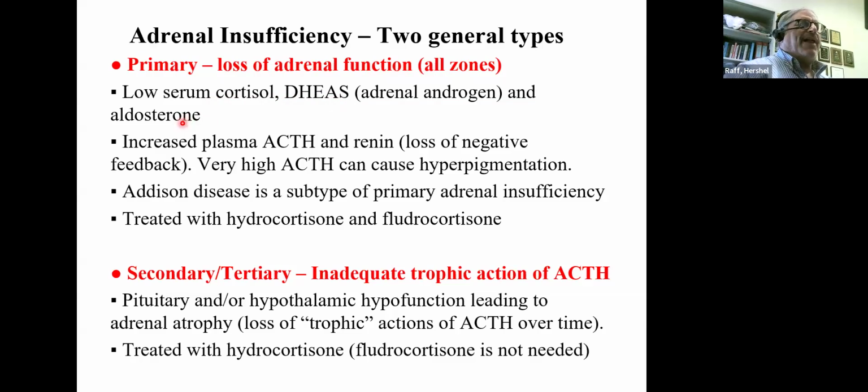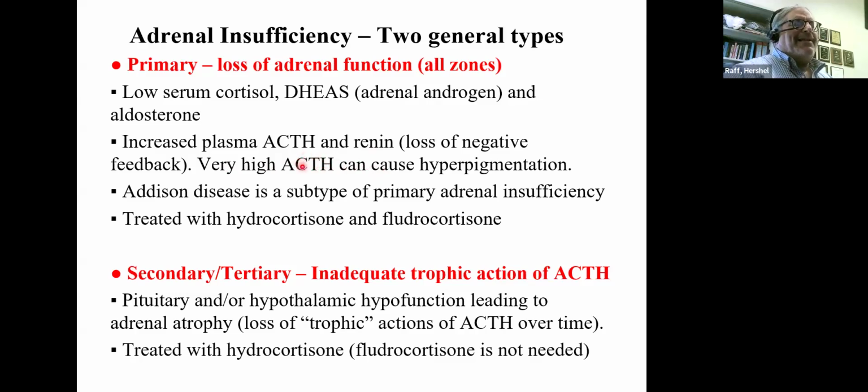Because of the loss of the negative feedback, ACTH is always (we don't say "always" much in medicine) increased until the patient's treated, obviously. Renin is also often increased because of the loss of aldosterone and the body's response to that. In fact, as you know, in primary adrenal insufficiency, ACTH can be very, very high. I mean, hundreds of times normal.